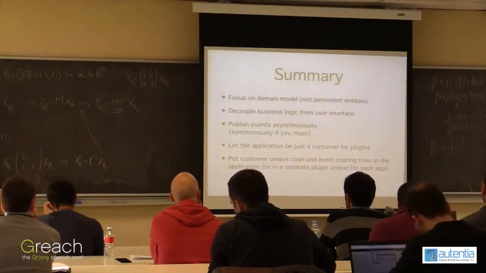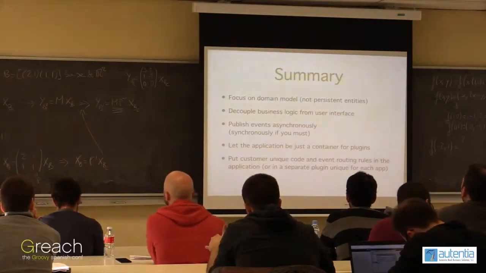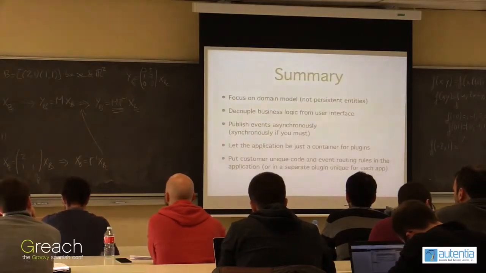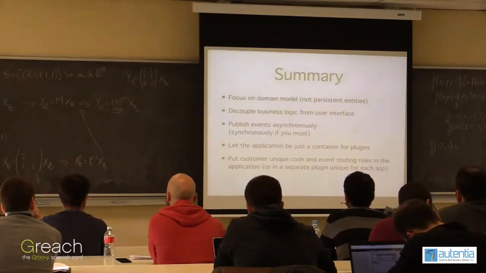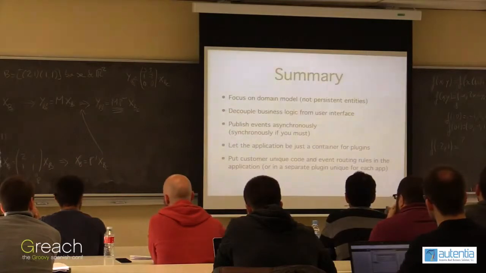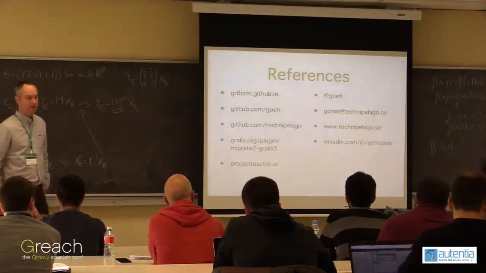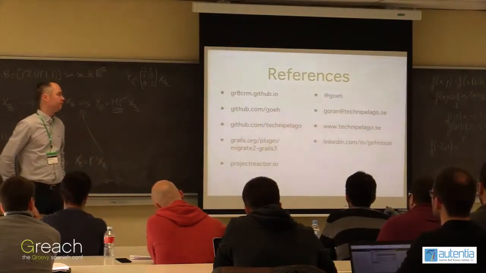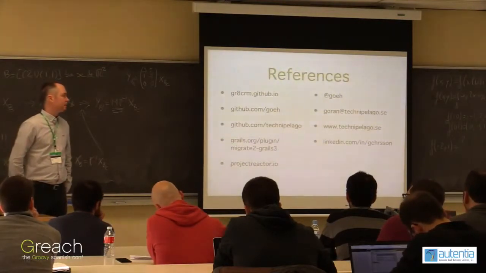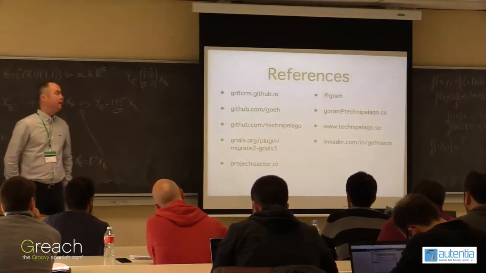Yeah, so to summarize: focus on the main model for each plugin. A plugin should be doing one thing well, decouple the business logic from the user interface, and use events and messaging to talk between plugins, and let the application be the director that routes events from one plugin to another. And the Grails CRM GitHub.io site is the starting point for the Grails CRM plugins. The source code is available on mainly two GitHub accounts, but there are references from the Grails CRM site.